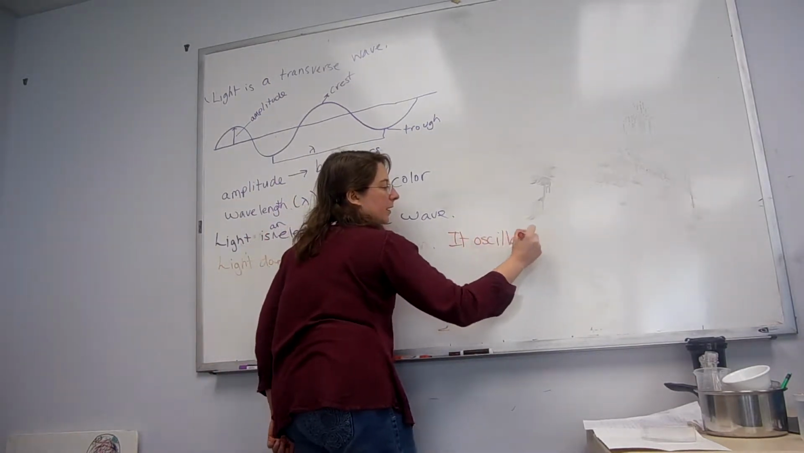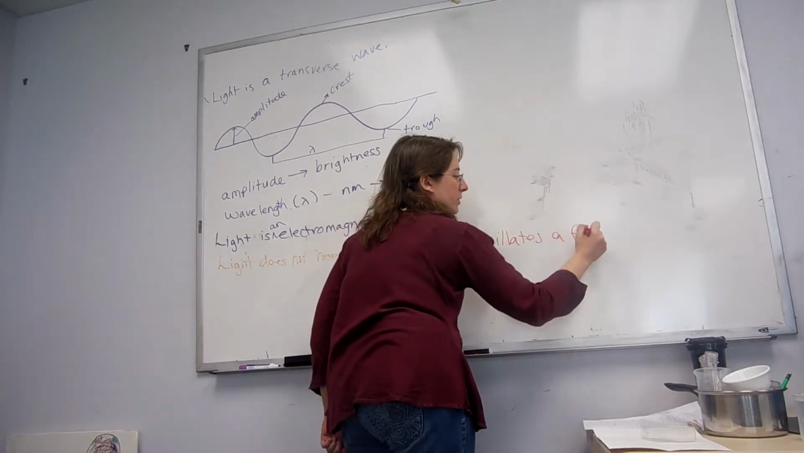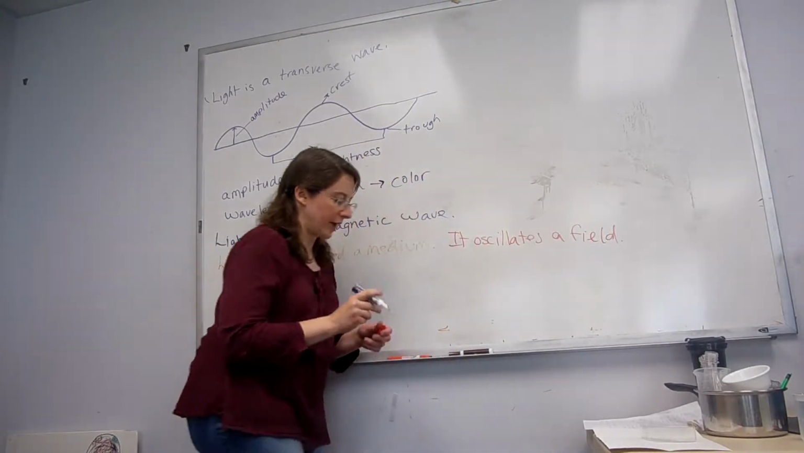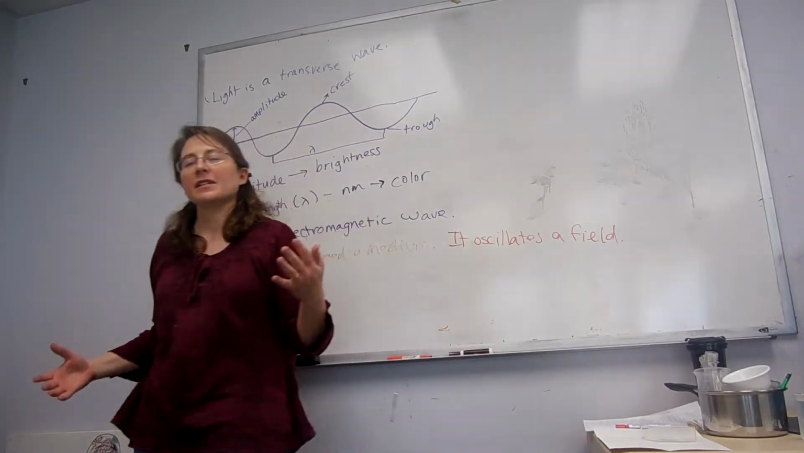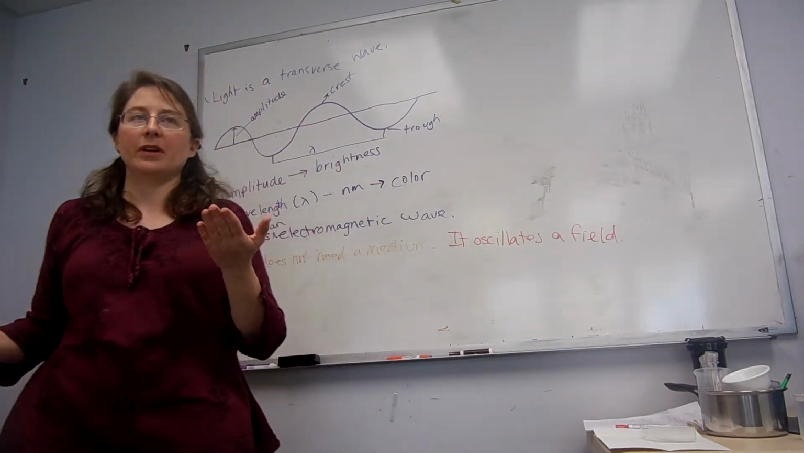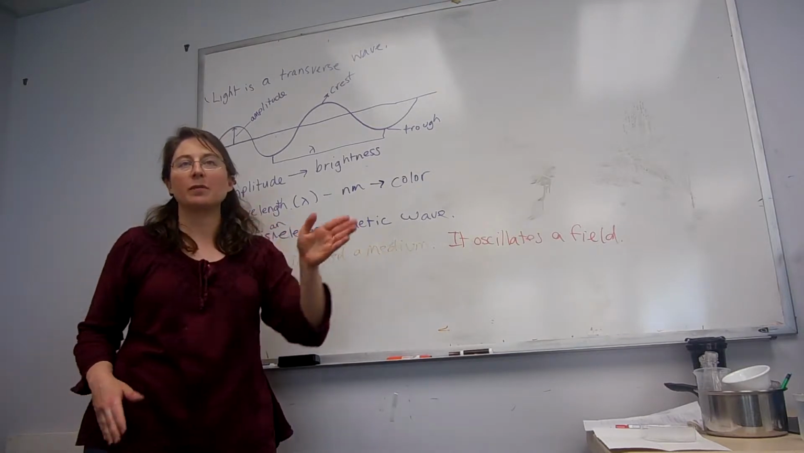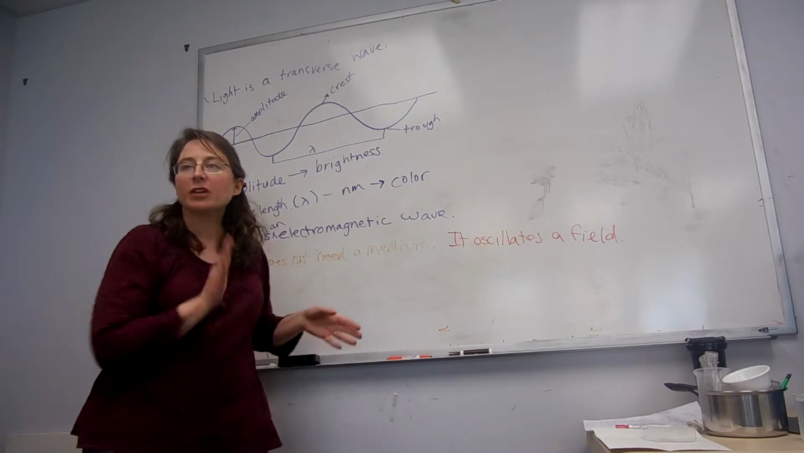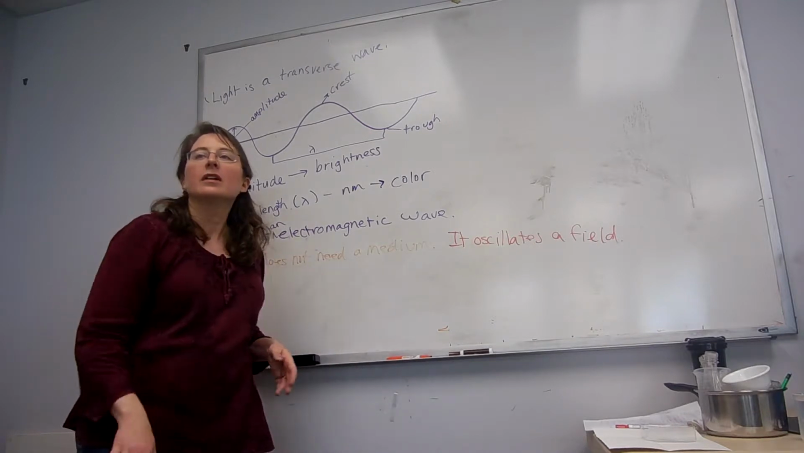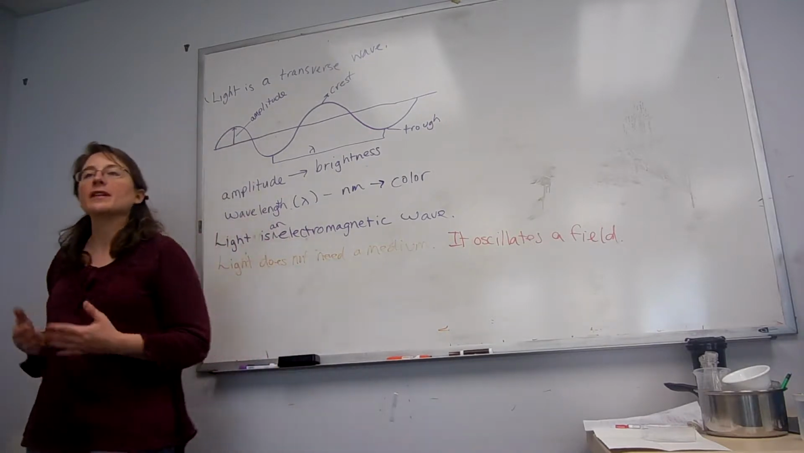It oscillates a field, the electromagnetic field, in fact. And because it essentially has two components, right? There's an electrical component and a magnetic component of the field. They just work to regenerate and re-energize each other. So they don't need a medium to travel through, and they don't die out.